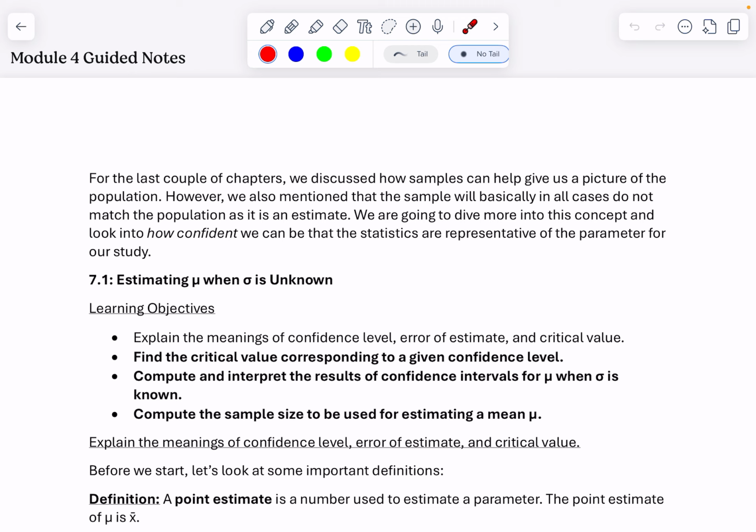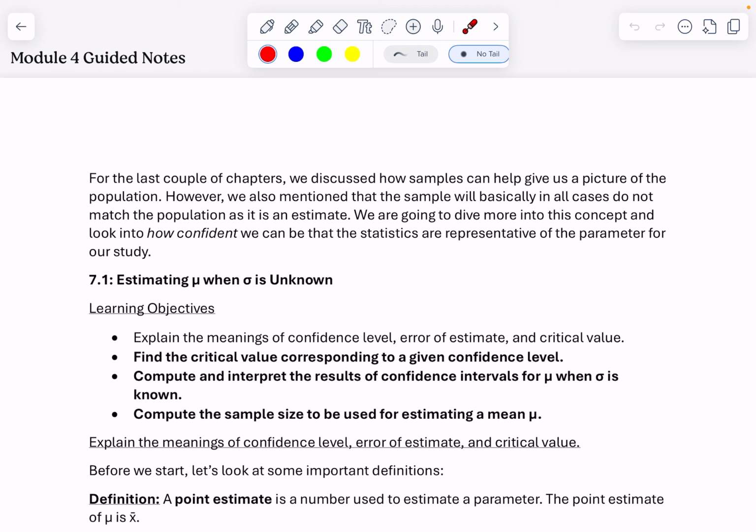So when we're working with an estimate for a population parameter, whether that's a mean or a proportion, we are going to use our sample, and the way that we define that population parameter is going to be based off of how confident we want to be with this estimate that we get from our sample.